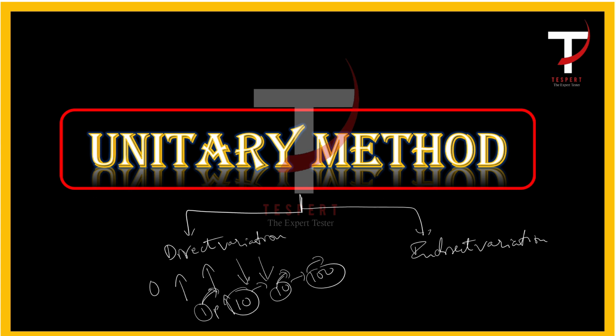What about indirect variation? In indirect variation the relationship is in an indirect way. That means if one entity is increased, the other will be decreased. If one entity is decreased, the other will be increased.